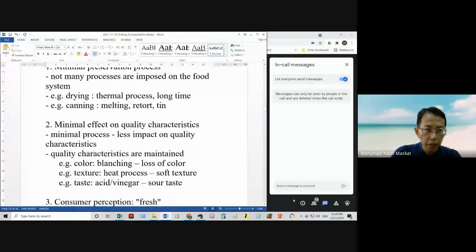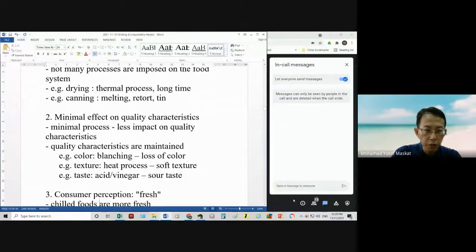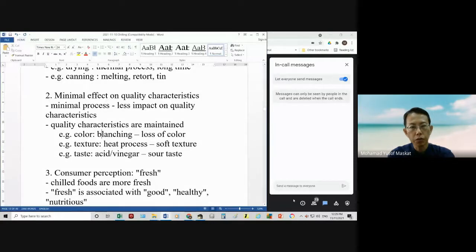And then, because it is a minimal preservation process, its effects on quality characteristics are also minimal. For example, the color. If you were to do blanching before canning, then there is a loss of color, texture, from the heat process. We can see the sardines in the can, even the bones become soft. So there is very high heat. And if you were to use chemicals, like we have learned previously, then there is the problem of a sourish taste if you use acids or vinegar. But for chilling, it doesn't change, or very little change. So that's why it is preferred.